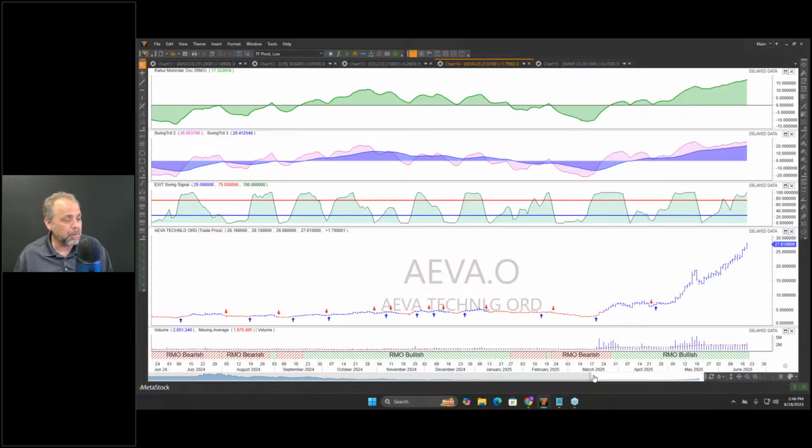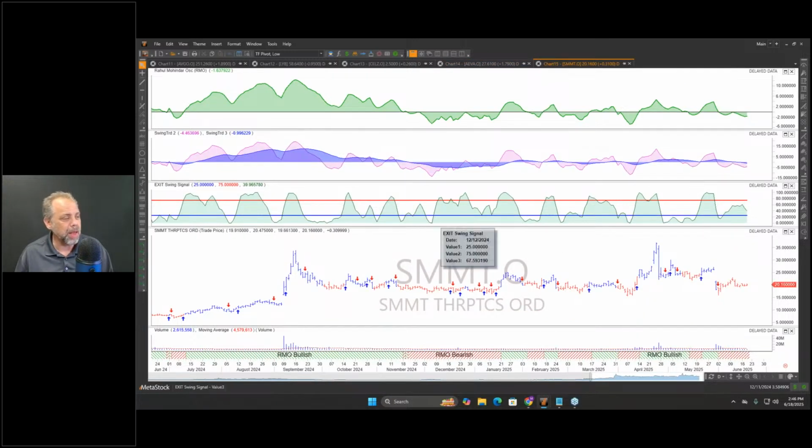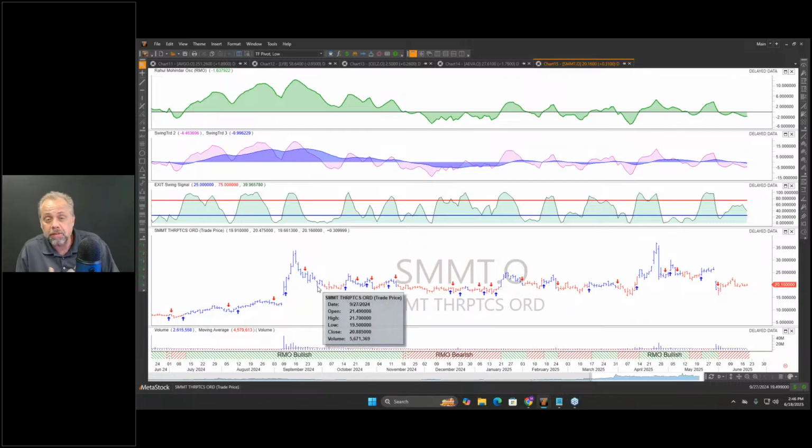AAV, on the other hand, we've had some pretty good growth lately. We've been bullish. It's gone from $4 to 27, and we've been bullish the whole time. So you can see the difference on that. And we'll look at SMT again. We've been bullish for this upward move, but a lot of flatness on this chart. This is a trend following system. It works better with stocks that trend.